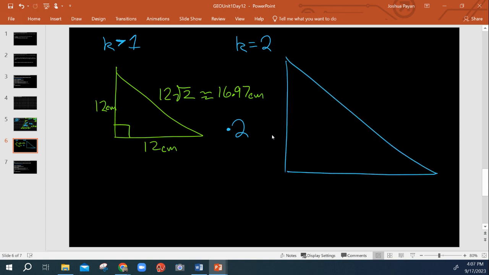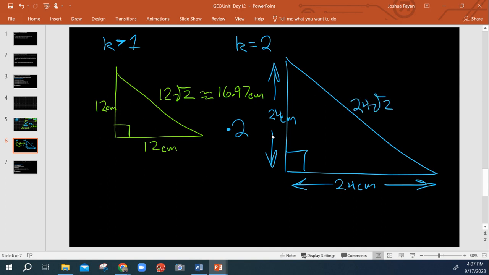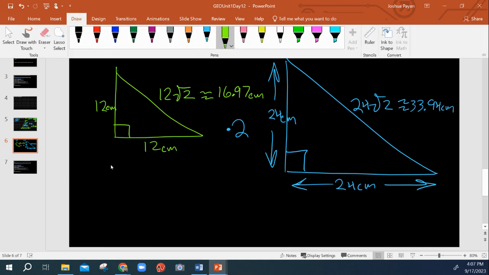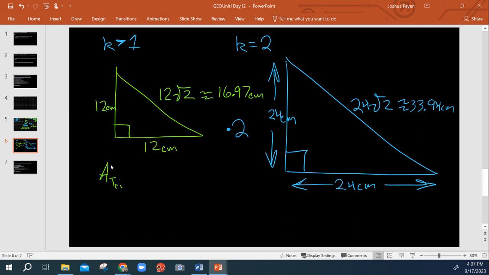It's going to get twice as large, so that means we're going to be 24 centimeters by 24 centimeters, and our hypotenuse is now going to become 24 square root of 2, which in turn is about 33.94 centimeters. Okay, so if we look at what we get for the area, that's going to be 144 over 2. We know that's going to be 72 square centimeters.